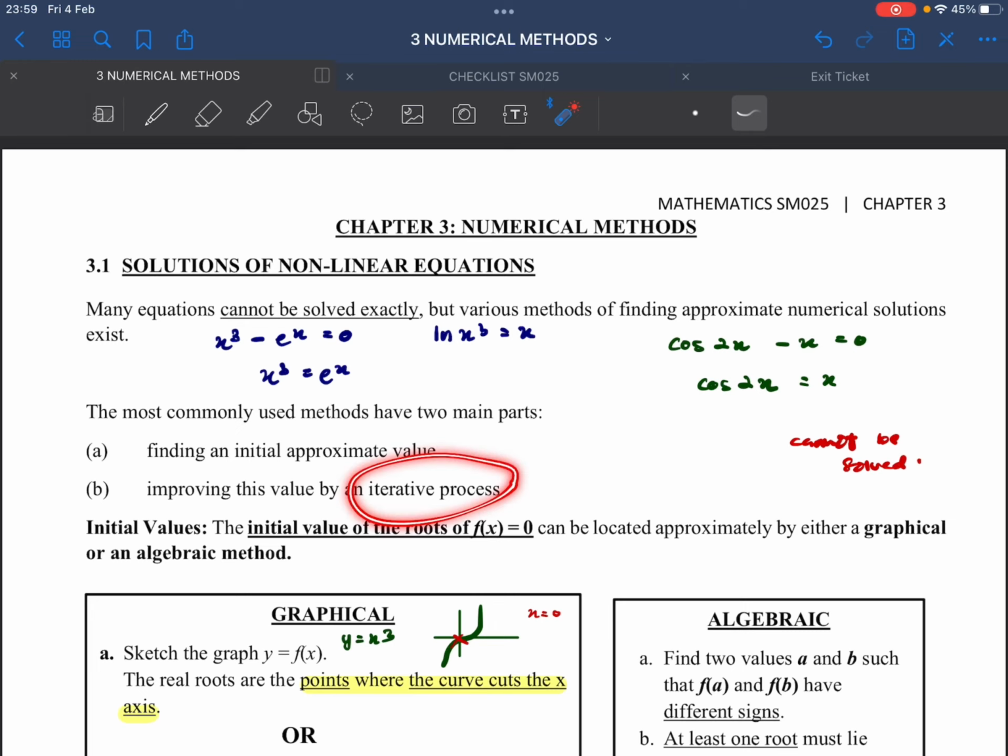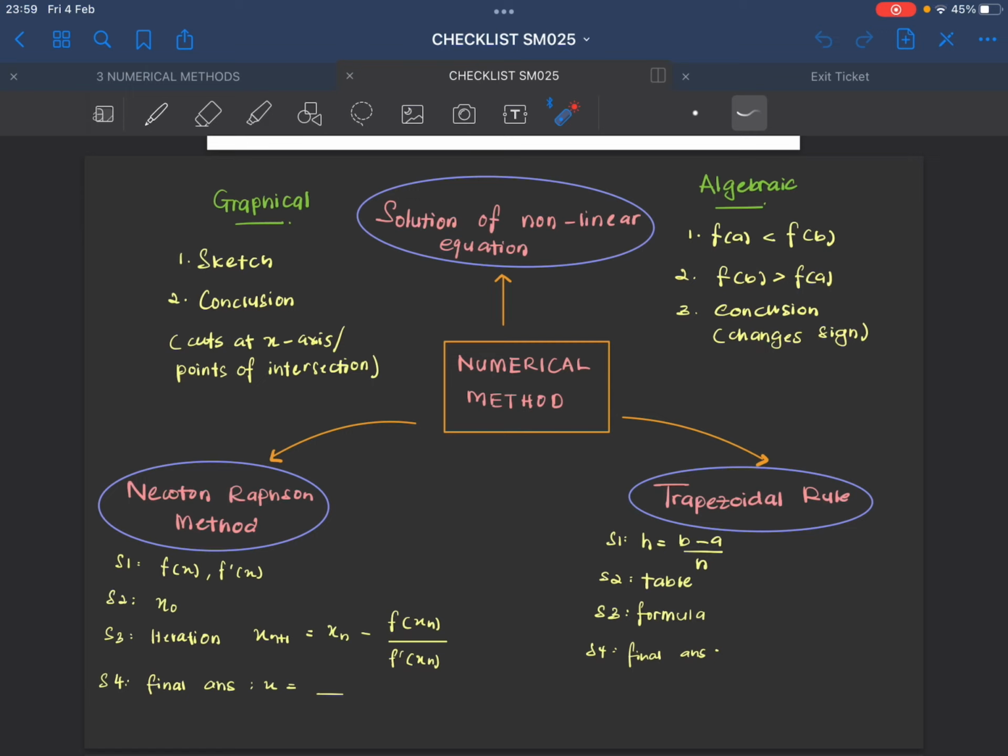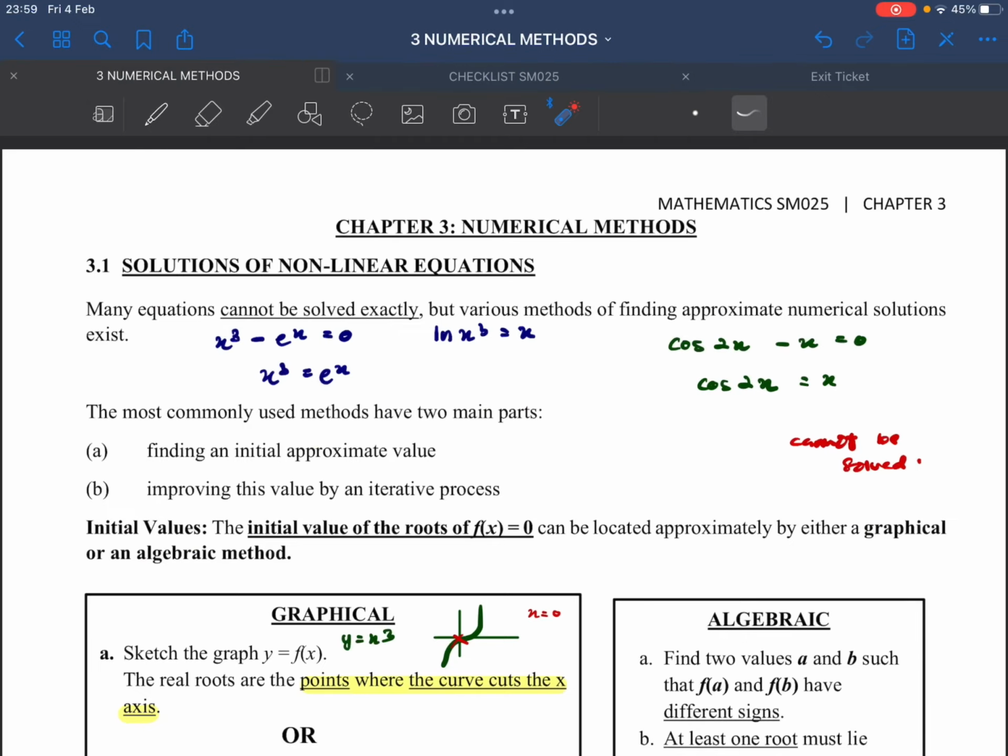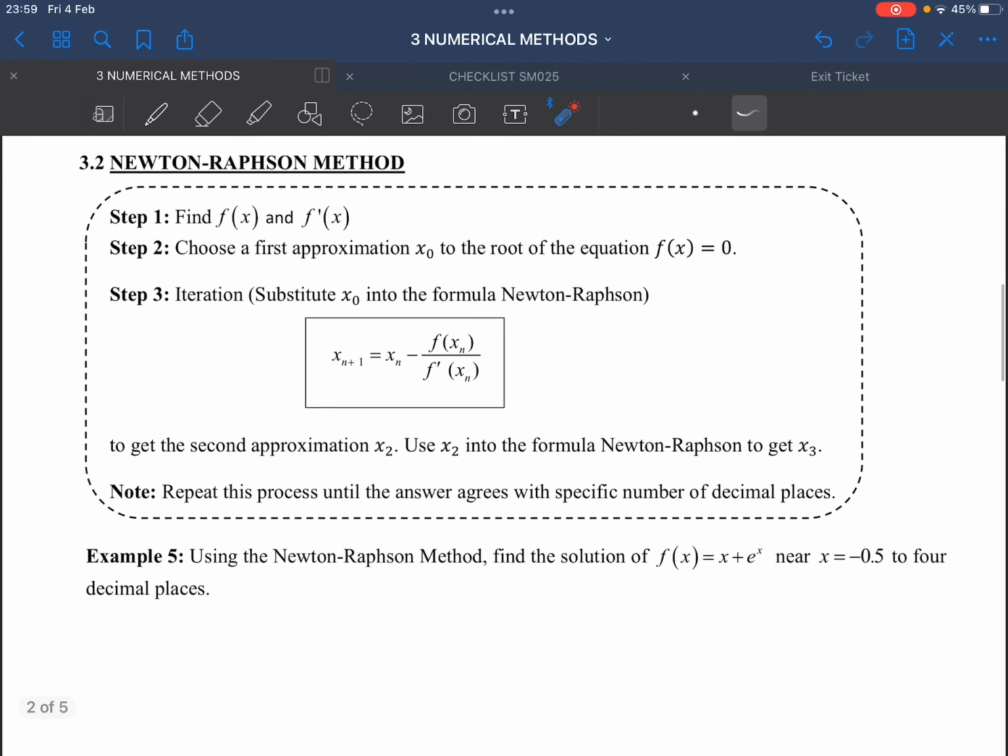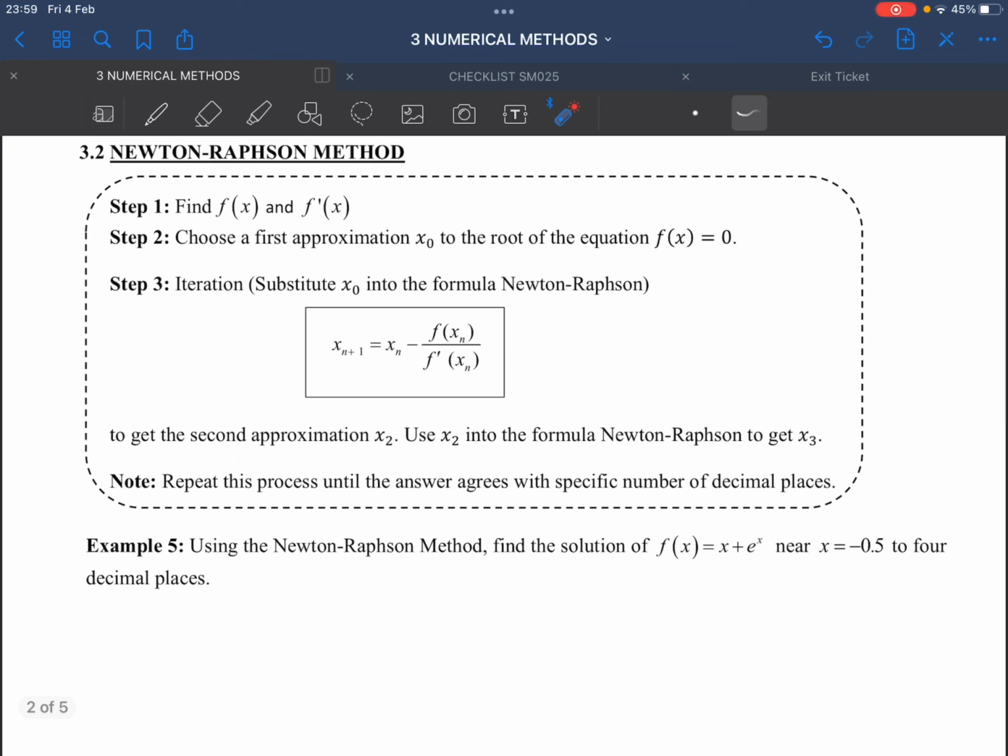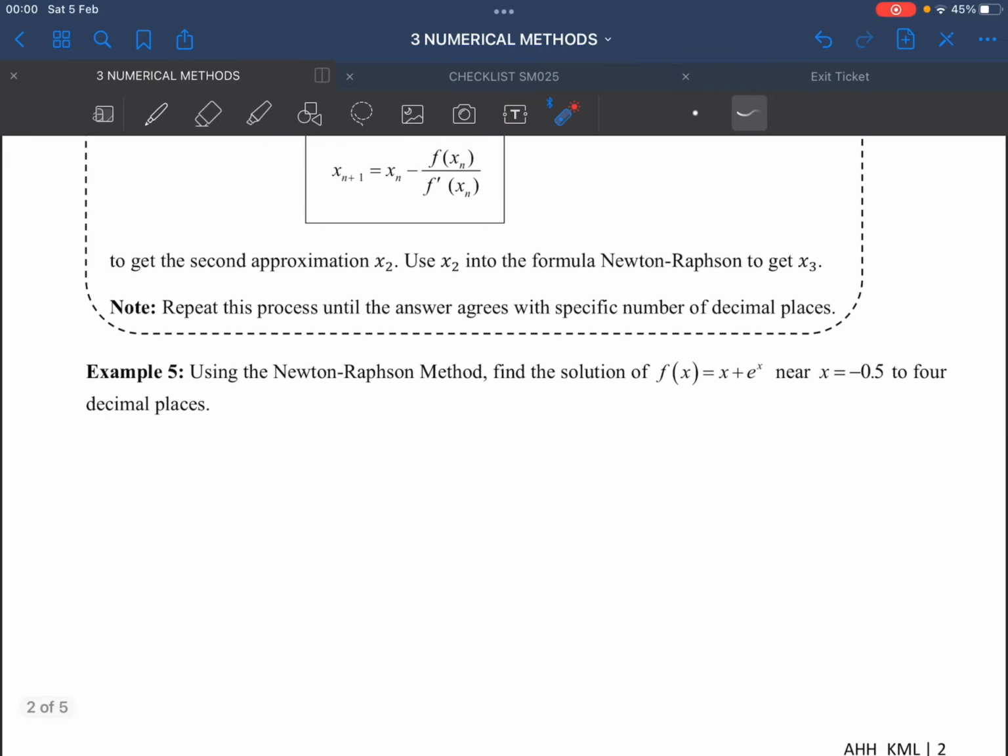So this is an iterative process. Okay, so we are going to use Newton-Raphson method. There are a few steps that you have to do. So let's just go straight to the note here. The first step is we have to find our fx and f prime x. Okay, so let's go to the example 5.